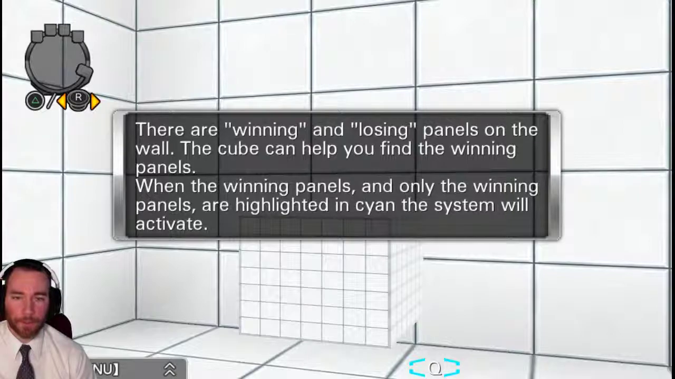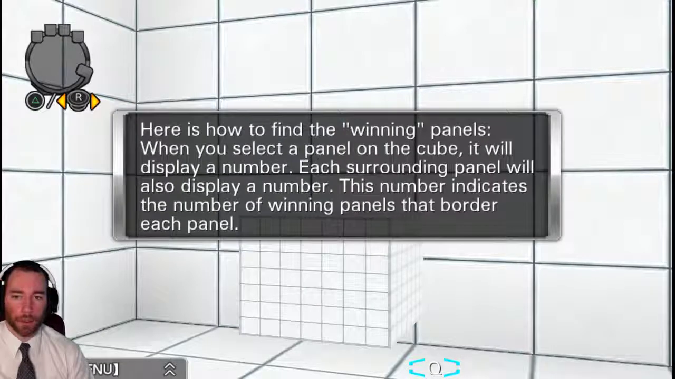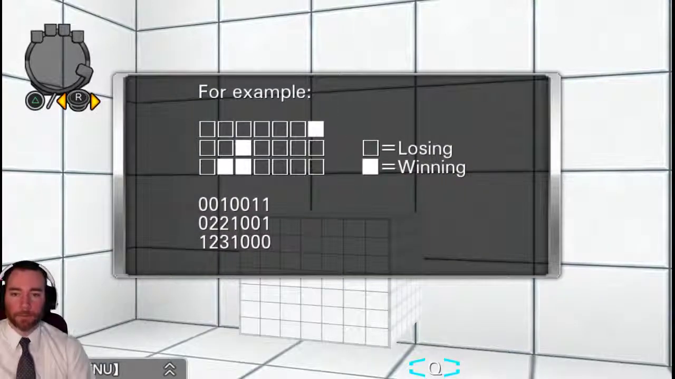There are winning and losing panels on the wall. The cube can help you find the winning panels. When the winning panels, and only the winning panels, are highlighted in cyan, the system will activate. Here's how you find the winning panels. When you select a panel on the cube, it will display a number. Each surrounding panel of it also is displaying a number. This number indicates the number of winning panels that border each panel. 0, 0, 1, 1, and 1 is considered a winning panel. Okay, okay, okay.